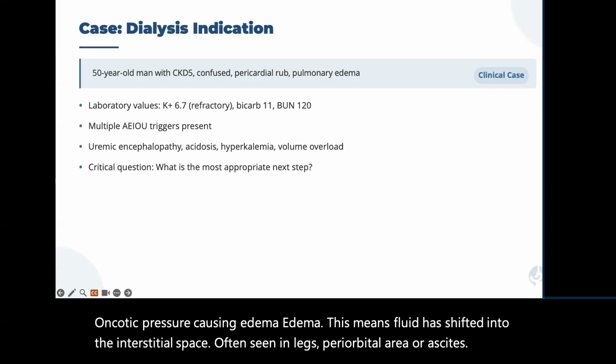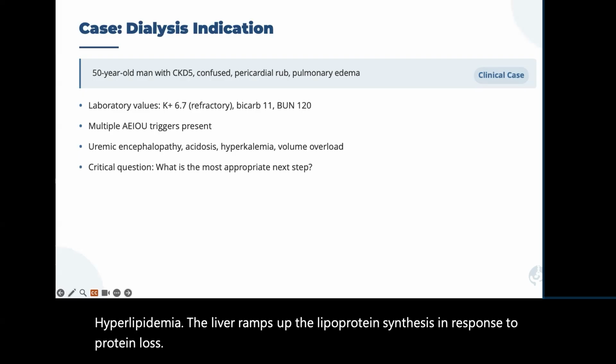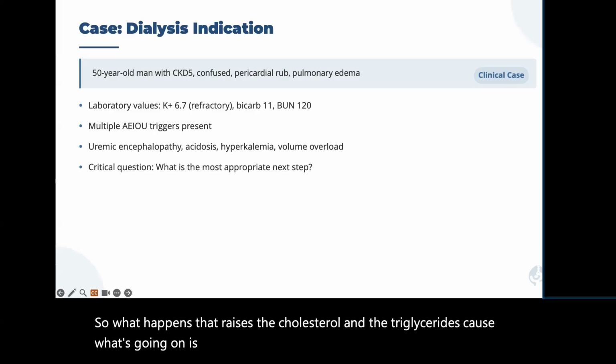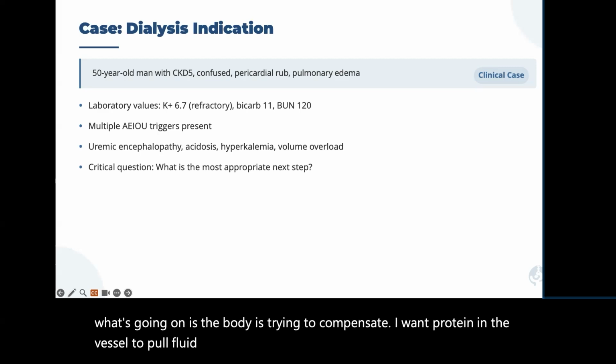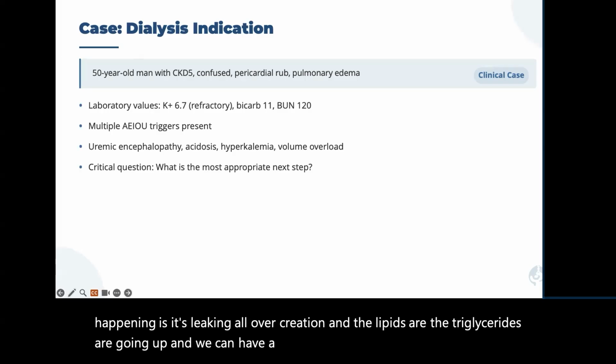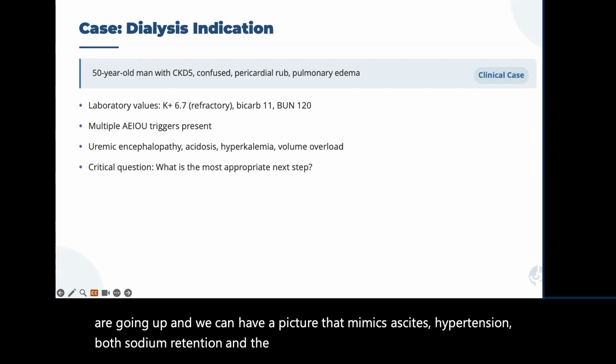Hyperlipidemia: the liver ramps up lipoprotein synthesis in response to protein loss. So what happens? That raises the cholesterol and the triglycerides, because the body is trying to compensate. I want protein in the vessel to pull fluid in, because I want fluid to perfuse the kidney. But what's happening is it's leaking all over creation and the triglycerides are going up, and we can have a picture that mimics ascites. Hypertension: both sodium retention and RAS activation contribute.